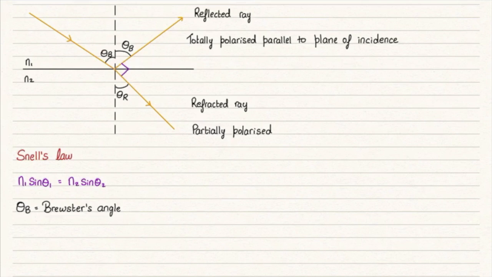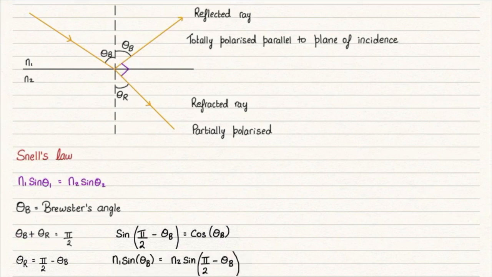Let's see how we can find Brewster's angle. We can see from the diagram that the sum of Brewster's angle and the angle of refraction must be pi over 2, or 90 degrees. By rearranging, the refracted angle is pi over 2 minus Brewster's angle. We can substitute the cosine of Brewster's angle for the sine expression, because the two are trigonometrically equivalent. We will now use this expression in the right-hand side of Snell's law. This allows us to have the whole expression in terms of Brewster's angle. By dividing through and rearranging, we get that the tan of Brewster's angle is equal to n2 over n1.